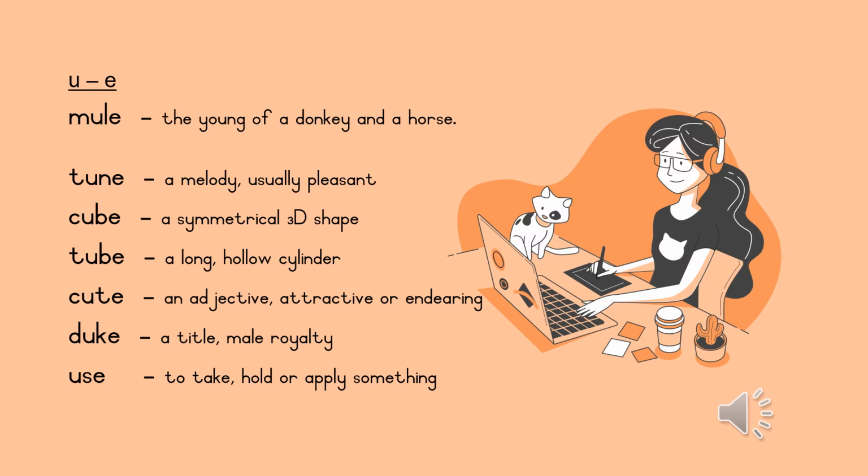Cute is an adjective. It means something attractive or endearing. The word duke is not used very often. It is a title for male royalty, and a son inherits the title from his father. And the last word is use. To take, hold, or apply something. You can use a key to lock or unlock a door. Children, remember to do your list words very neatly, please. The OE and the UE.